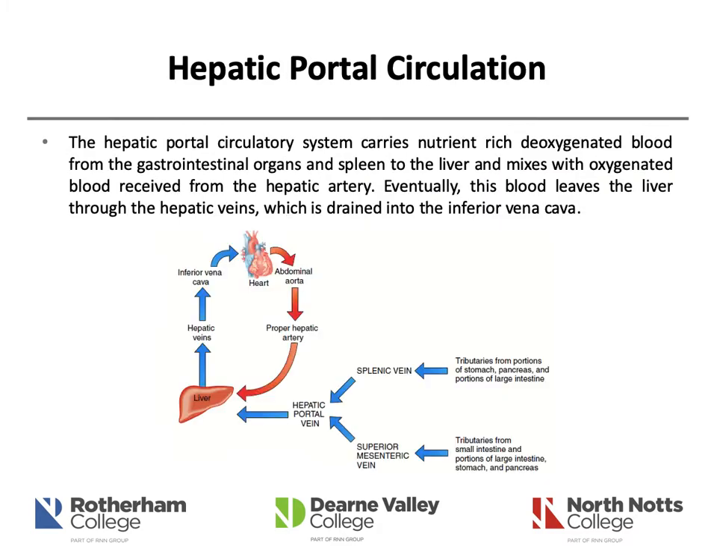There are other circulatory systems within our body. We've got what is called the hepatic portal circulation, which carries nutrient-rich deoxygenated blood from the gastrointestinal organs and spleen to the liver and mixes with oxygenated blood received from the hepatic artery. This blood then leaves the liver through the hepatic veins, which is then drained into the inferior vena cava.